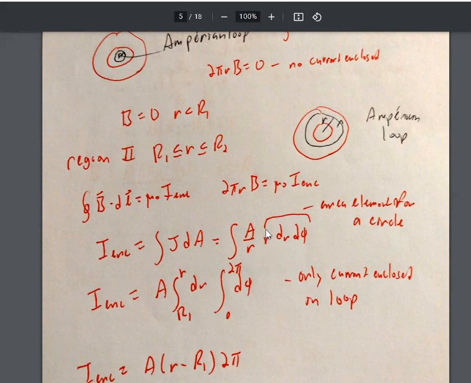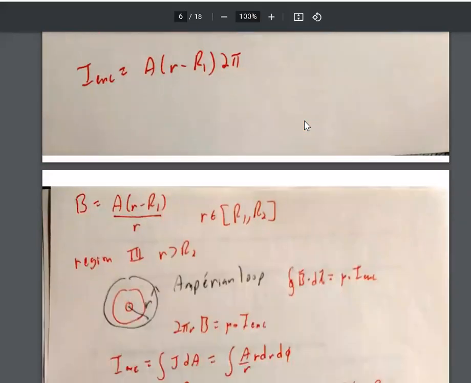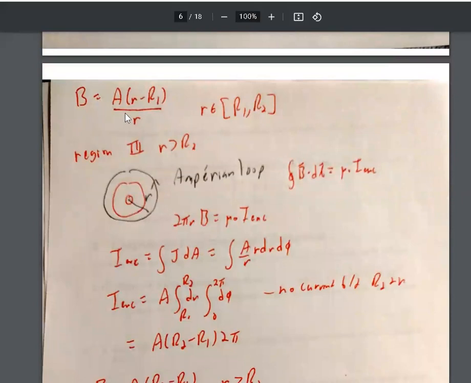And so this R is going to cancel with this R, and this A is just a number, so it can be pulled out. And we only want the current that's enclosed in our Amperian loop here. So that goes from R1, because that's where the current starts, up to lowercase r, because that's all the current that we care about. And then it's still a full circle, so we still integrate from 0 to 2 pi. So that gives us an enclosed current of this thing. So we can set this equal to our I enclosed up here and solve for the magnetic field, and we get this expression. Remember, this is only true if lowercase r is in between R1 and R2.